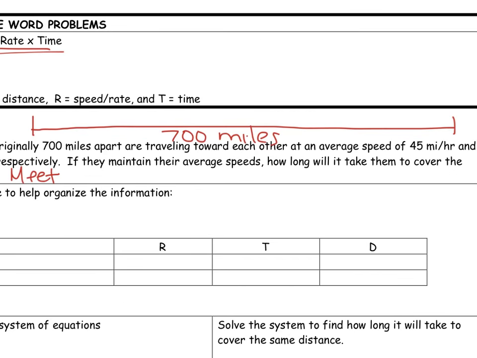So I'm going to set this up in a picture first. The cars are 700 miles apart. Car 1 starts over here and is traveling that way at a speed of 45 miles per hour. And car 2 is traveling towards car 1 at a rate of 55 miles per hour. And we want to know how long it is going to take the two cars to meet. So we're also going to set this information up. We're going to organize it in a table.